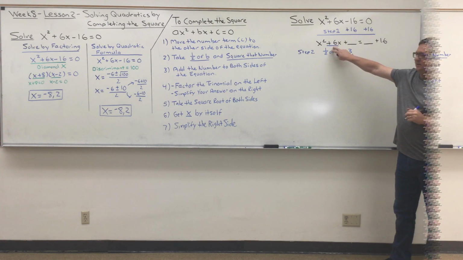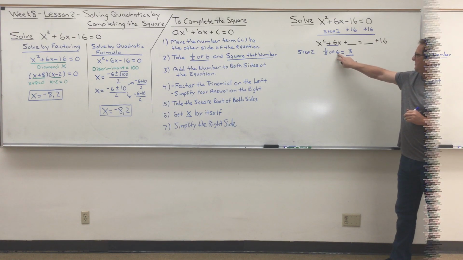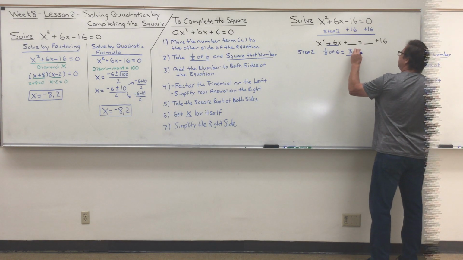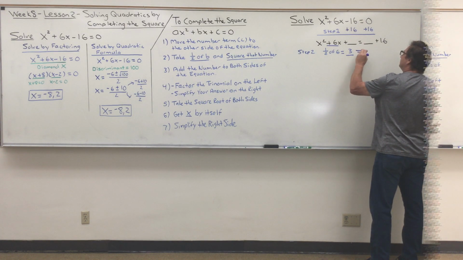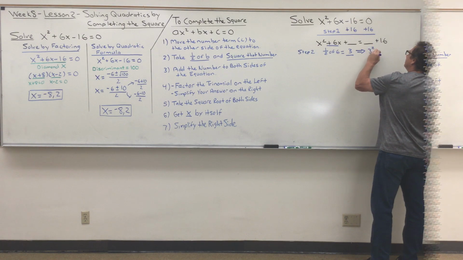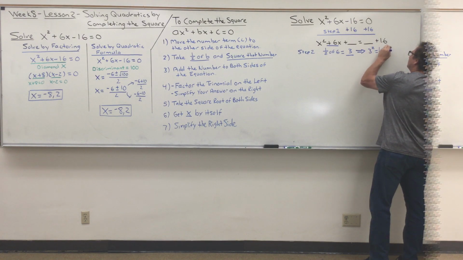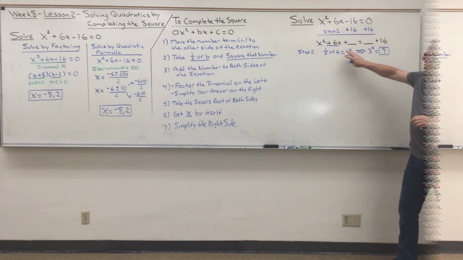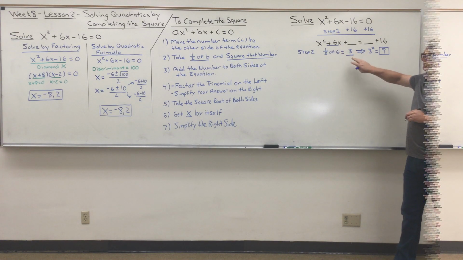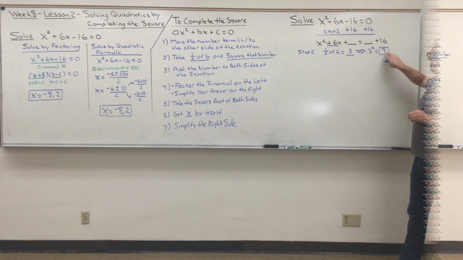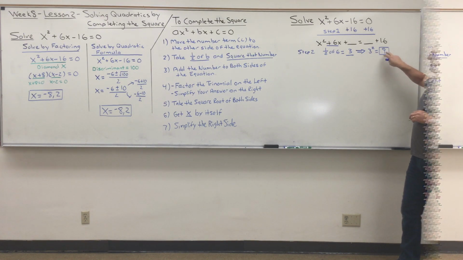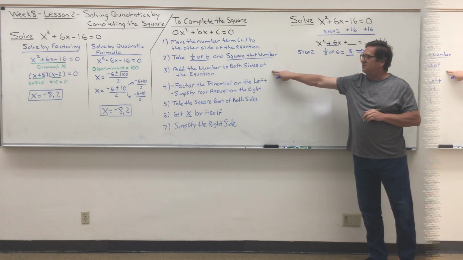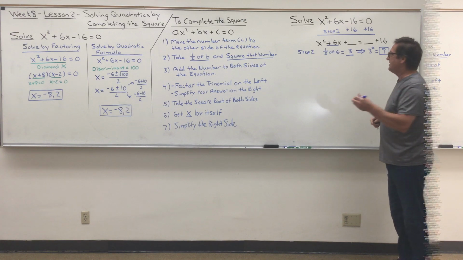Take half of b, half of 6 is 3. And then I want you to square it. Okay? So all you do is take half of b, which is 3, and you square it. So we have this answer of 9. That is step 2. Okay? Add the number to both sides of the equation. So I'm going to rewrite some stuff here.